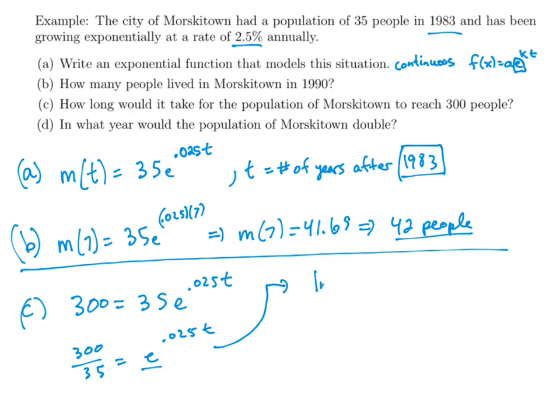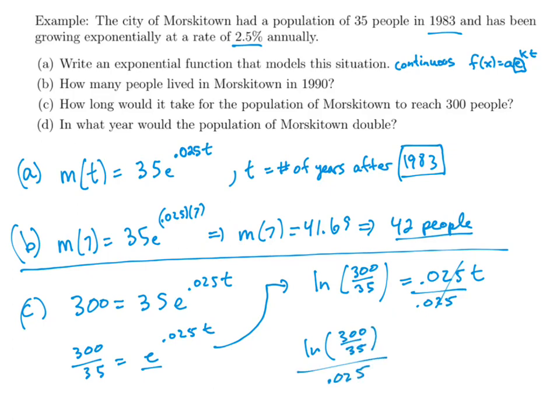So ln of 300 over 35, logs are equal to exponents. So we're going to get this. And then lastly, we'll divide by 0.025. So ln of 300 divided by 35, divided by 0.025 is going to give us our amount of time in years. So let's plug this into the calculator.